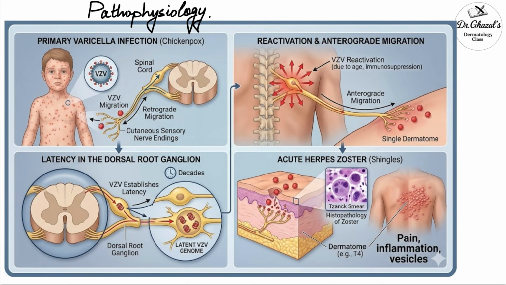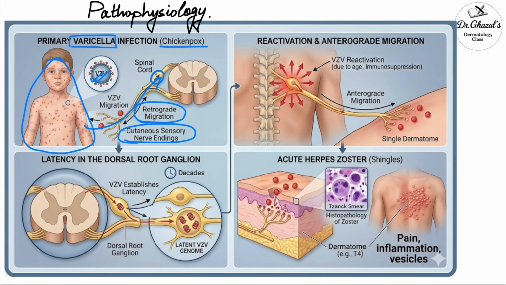Now coming to the pathophysiology of zoster. First of all, the patient should have had varicella infection in the past, which is also known as chickenpox. It is a systemic infection. You get the vesicles all over the body. Now the VZV virus from the cutaneous sensory nerve endings travels in a retrograde fashion. So it travels from the skin towards the spinal cord, but it gets to the dorsal root ganglion where it resides.